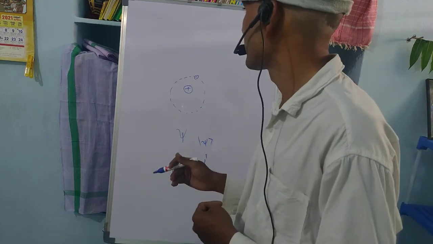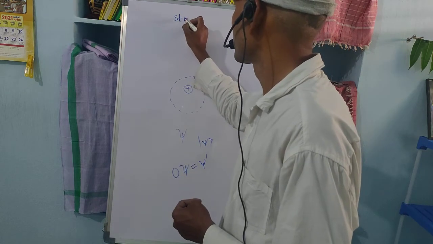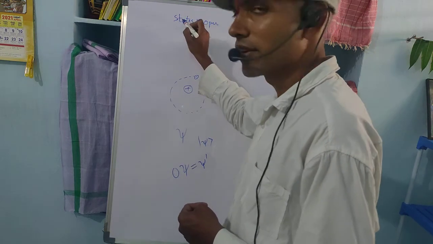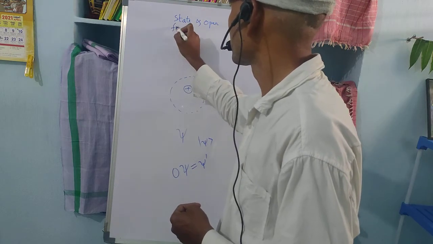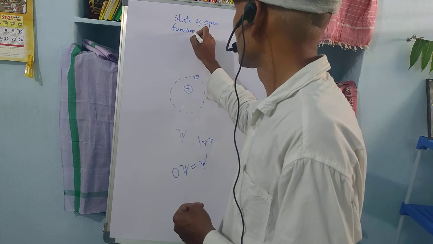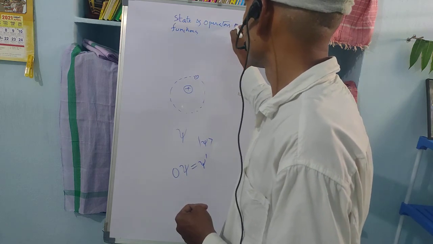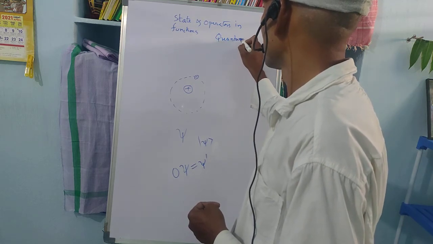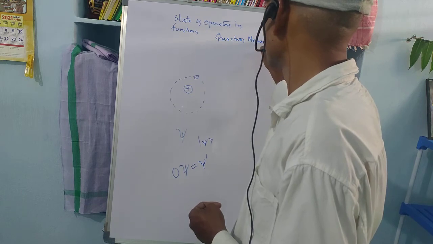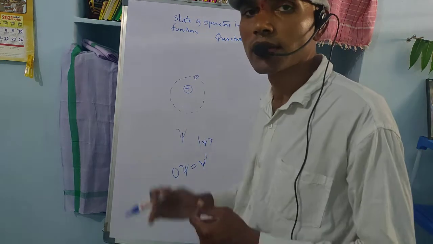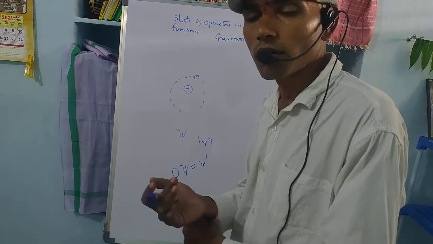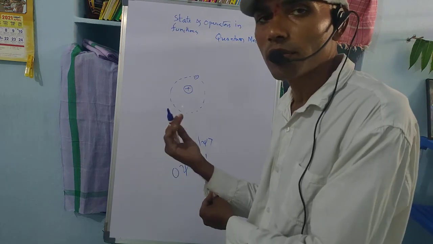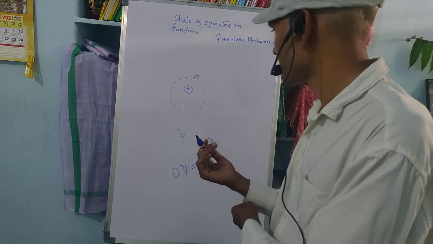So the topic which I can label here is: I'm talking about states and operators, state functions and operators in quantum mechanics. As I said, the state function will help you find out the orbit of the quantum mechanical system, and the operators will alter these orbits, or these state functions.